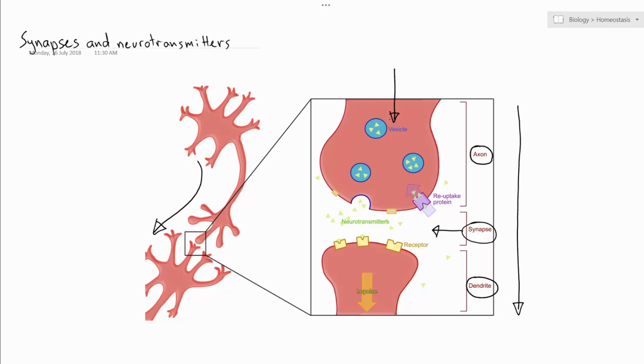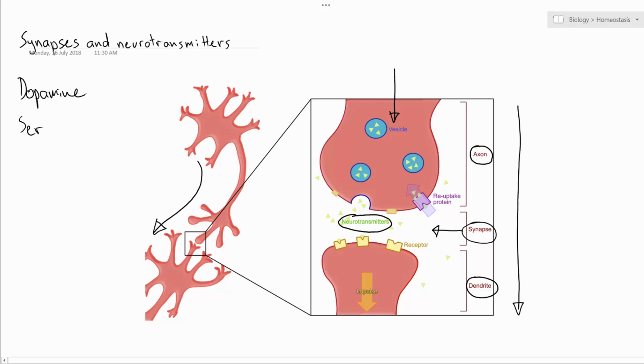Now the chemical form that it's going to take is through something called a neurotransmitter. So these green little triangles here represent neurotransmitters. And there's a number of different types of neurotransmitters. A couple that most people probably know are dopamine, and serotonin would be another example.